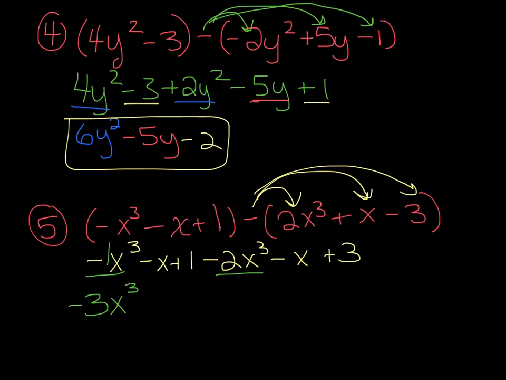Same thing with my minus x, my minus x. It's minus 1x minus 1x. That gives me minus 2x. My last step of this problem is to put together my constants, which is 1 plus 3. So this is my final answer.